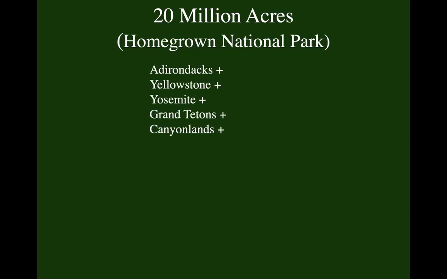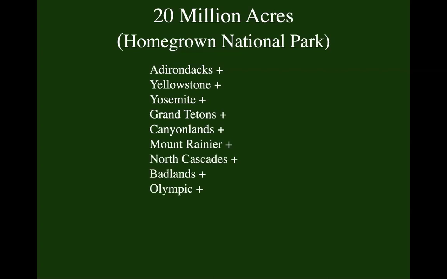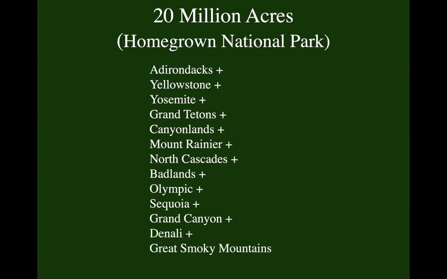I'm suggesting we call that 20 million acres Homegrown National Park. We're going to do this at home. And it'll be bigger than the Adirondacks, plus Yellowstone, plus Yosemite, plus Grand Tetons, Canyonlands, Mount Rainier, North Cascades, Badlands National Park, Olympic National Park, Sequoia National Park, plus the Grand Canyon, plus Denali, which is huge, plus the Great Smoky Mountains. You add up all those parks, still less than 20 million acres. So Homegrown National Park will be the biggest park in the country.